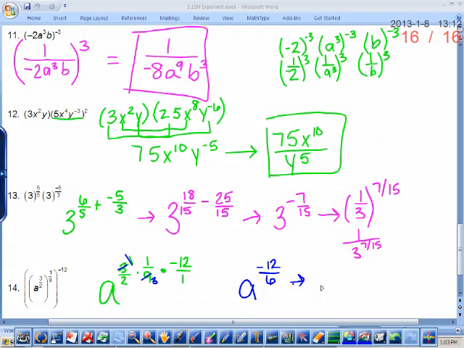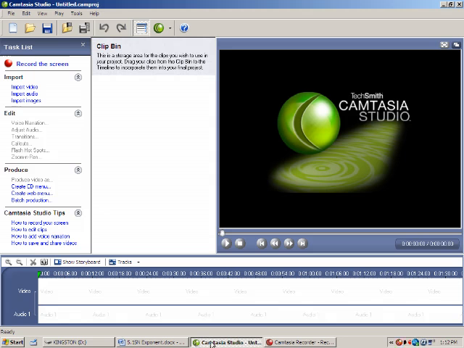What does 12 sixths reduce to? 2. So this is a to the -2. Can I leave my answer like this? No. So I have to rewrite this as 1 over a squared. 1 over a squared, or you can write it as the quantity 1 over a squared. Questions on that? Okay. What I need you to do now is get out a scratch sheet of paper.